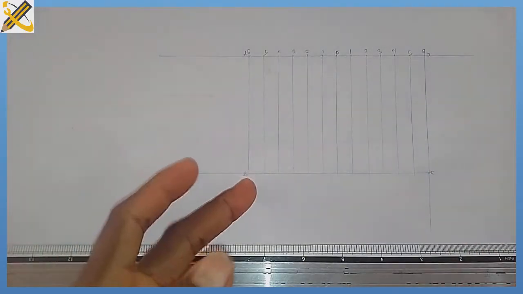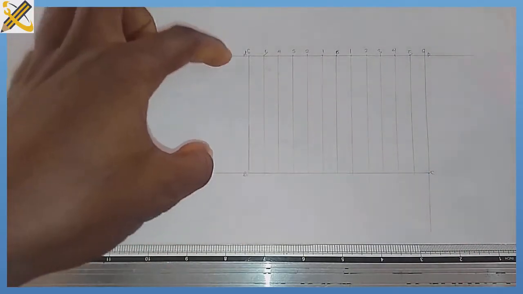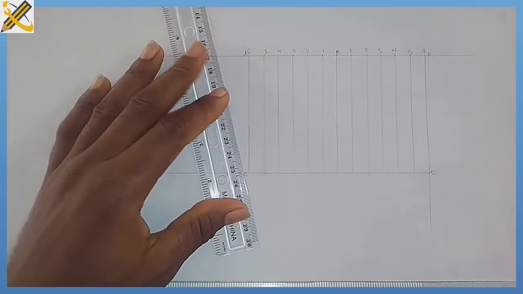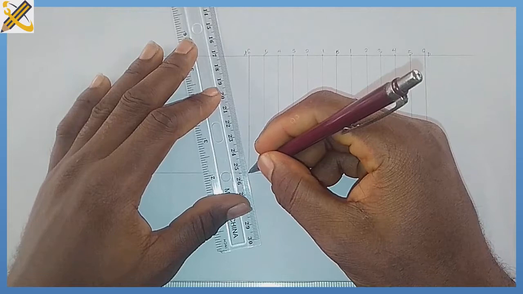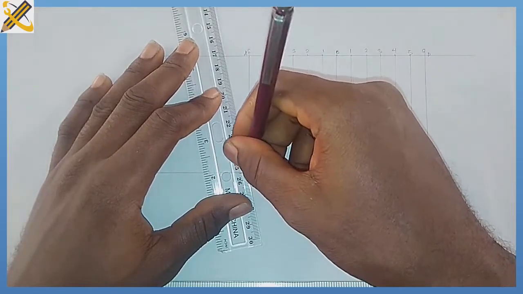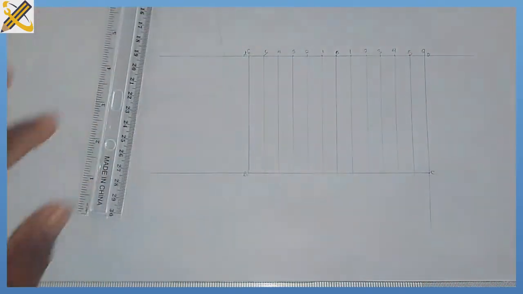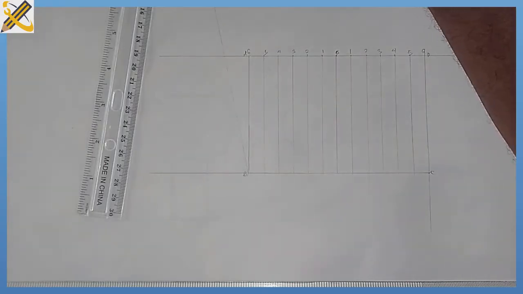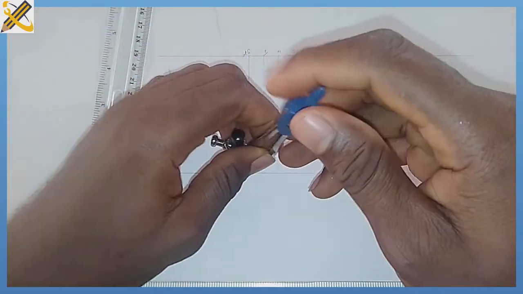So the next thing is to divide this height into 6 squares. Since this height is 80, I can't do that with a ruler. So I'm going to use my division of line technique to divide this area. If you don't know how to divide using the division of line technique, I have a video on that on my channel. Kindly go through and watch that before you proceed.